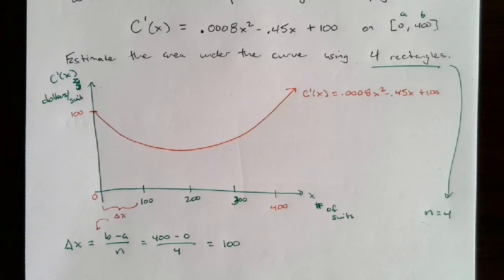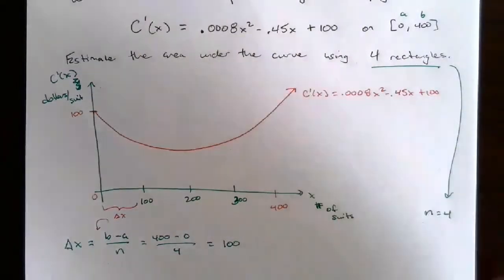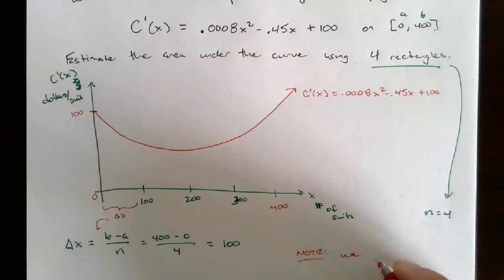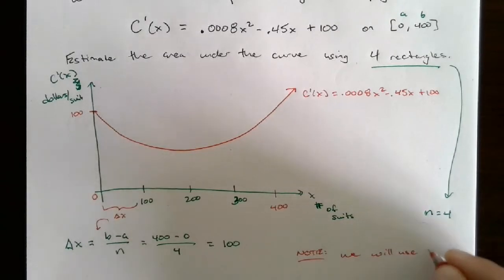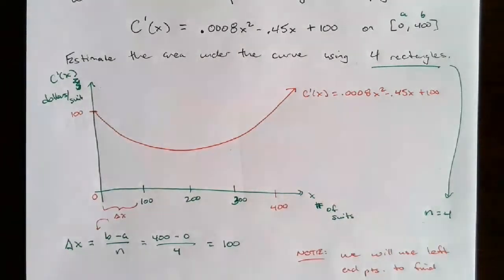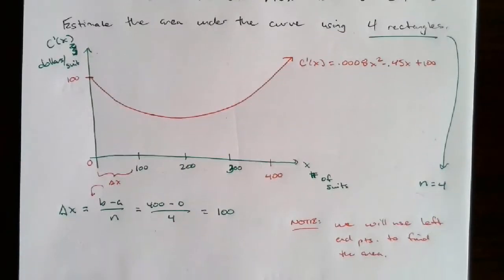Now it says to use 4 rectangles to find the area. Just as a quick note, and this is the way your textbook does it too, we will use left endpoints to find the area. There are other ways of finding the area. You could use left endpoints, right endpoints, the midpoint, there's the trapezoid rule, there's a bunch of different rules that we could use. Because we're just learning it here, we're going to use left endpoints, and I'll show you what happens if you were to use right endpoints.